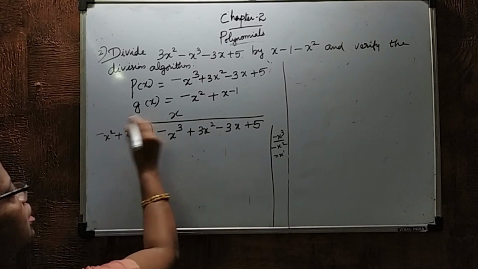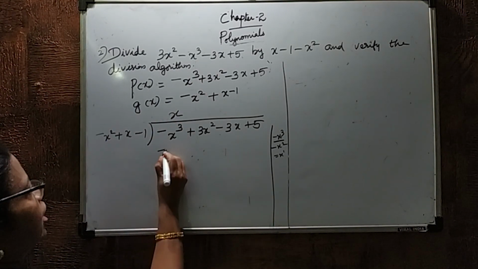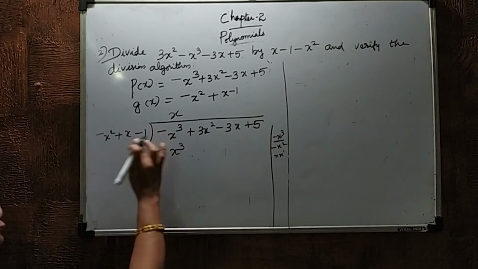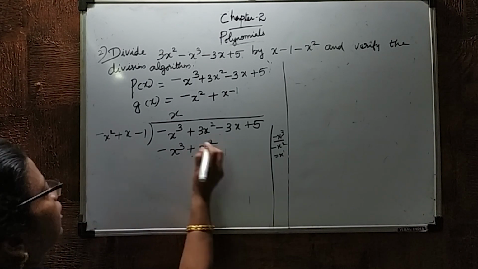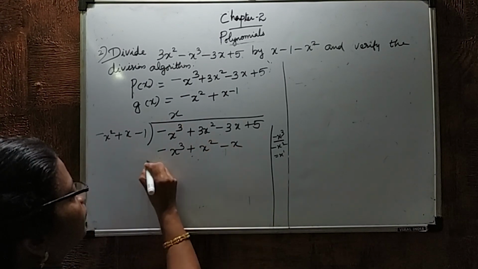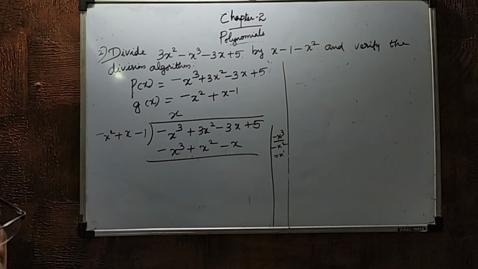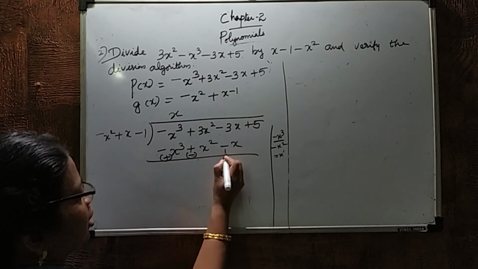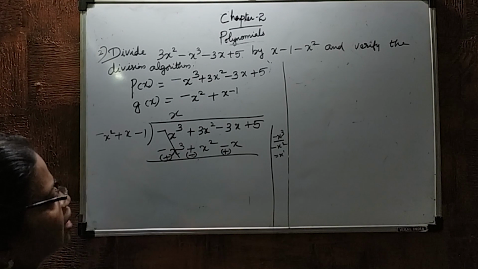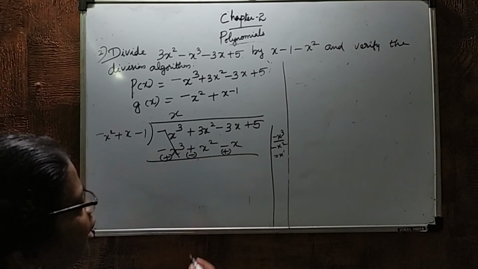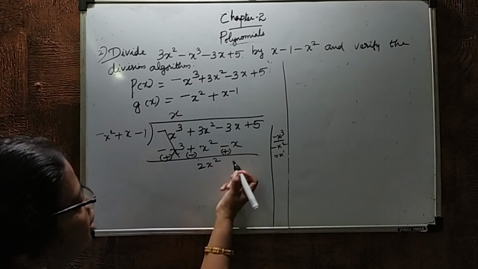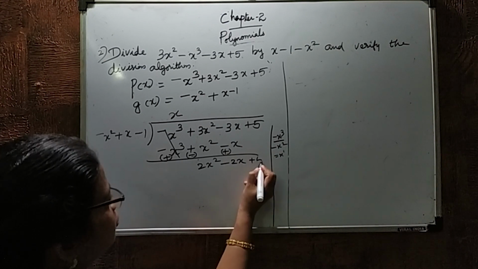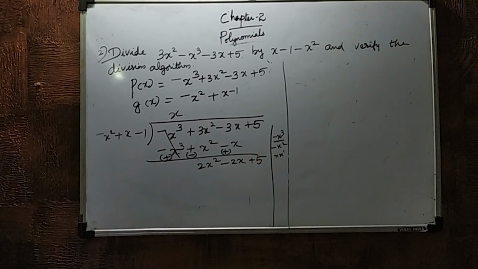Now just multiply. Each term you have to multiply. X into negative x square, negative x cube. X square into x, x cube. Then plus x square, then minus x. First one division, then multiplication, then subtraction. Take the additive inverse. Here it is minus, here it is plus. Here you can cancel. Then here it is 3x square minus x square, it is 2x square. Then minus 3x plus x, it will be minus 2x. Then plus 5. So 2x square minus 2x plus 5.